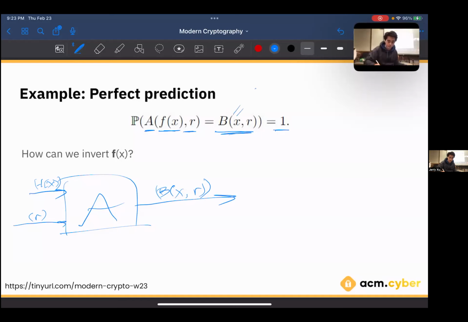I'll just add a reminder that this is the inner product of x and r. Think about how the dot product works, maybe. I'll give it 5 more seconds. Okay.